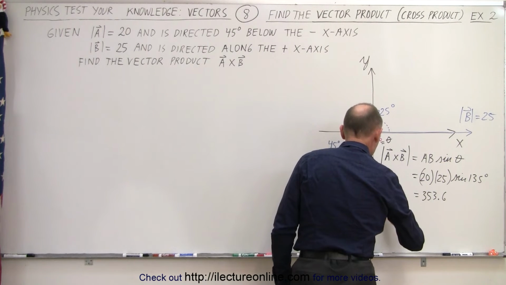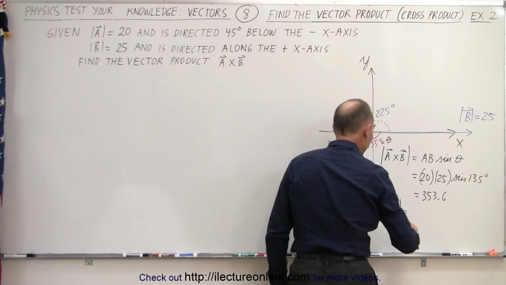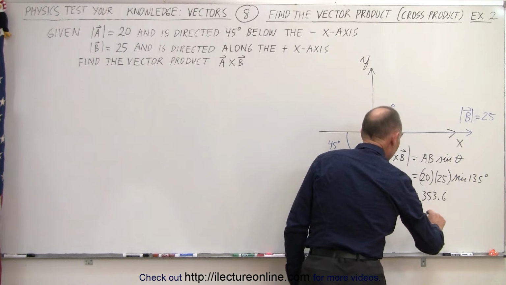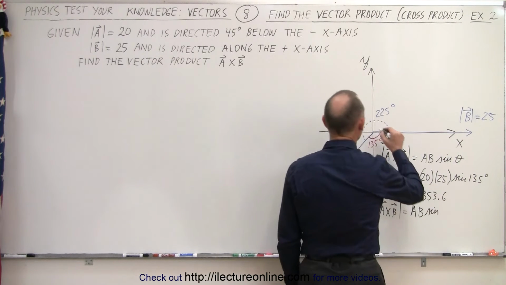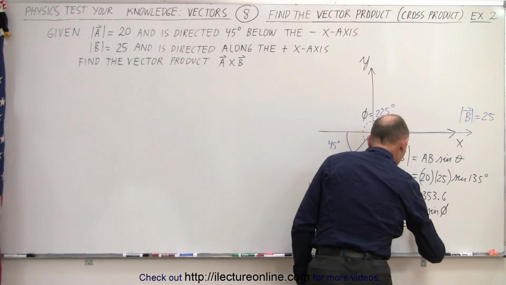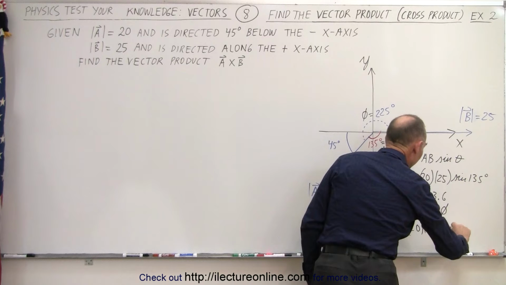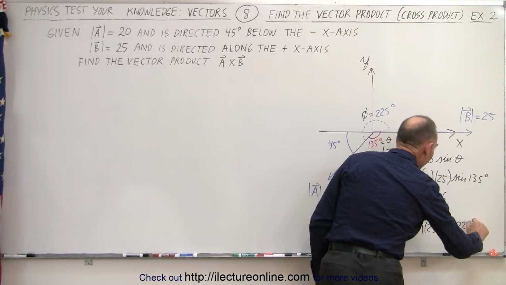All right. Now what if I go in the opposite direction? Notice I get A cross B. I take the magnitude of that, and I say that's equal to A times B times the sine of, let's make this angle phi, the angle phi. And so that would be equal to 20 times 25 times the sine of 225 degrees.